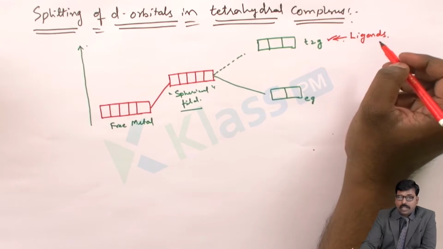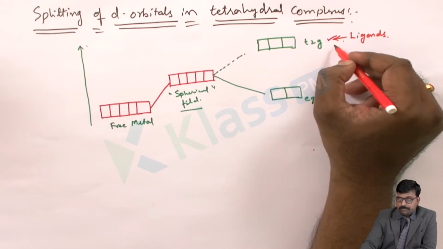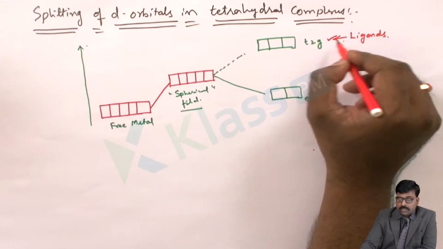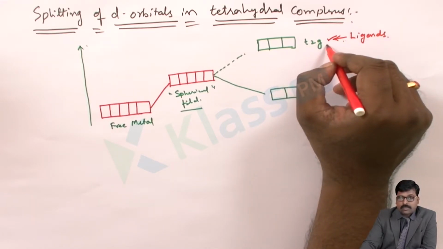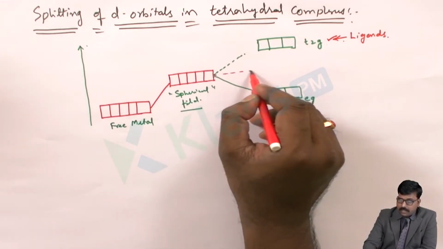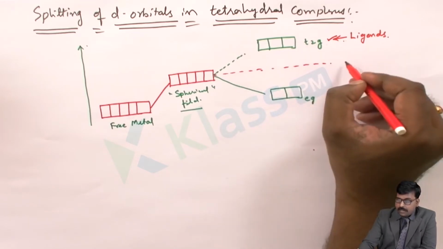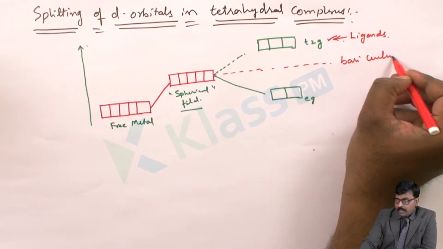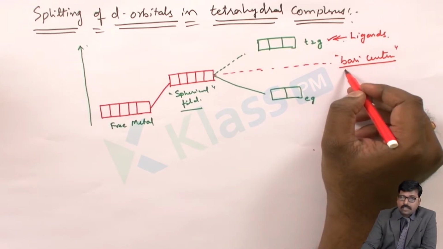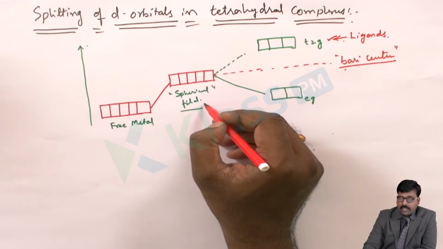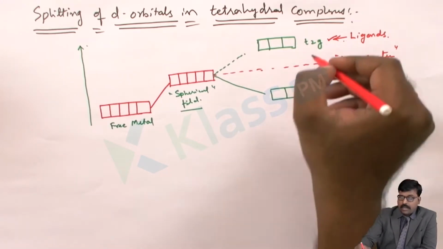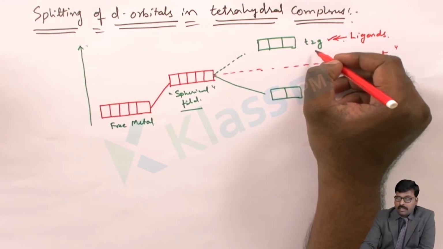The ligands will approach in the non-axial plane, so that the T2G energy levels will increase. The EG energy levels will decrease further than the degenerated orbitals. That is called the barycenter. Barycenter is the energy level with the spherical field. From the barycenter, the EG energy level will decrease, and the T2G energy level will increase.